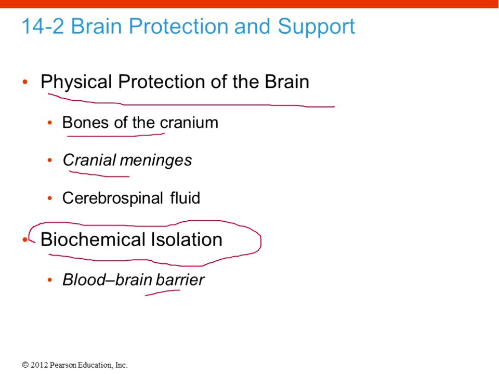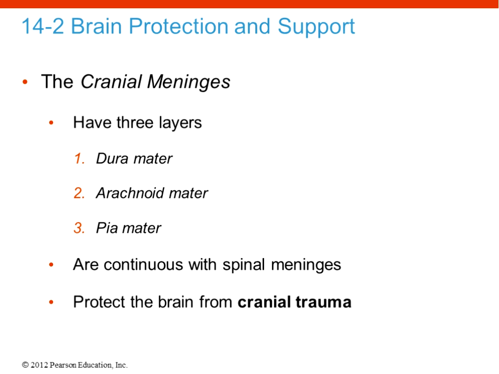And so the first thing, of course, is the bones of the cranium, and I think that sort of goes without saying, right? Your skull is this nice hard structure that's going to provide an outer layer of protection to the delicate nervous tissue beneath. After that, you also have what we call the cranial meninges, same thing we saw at the spinal meninges. It's just extended up into the brain. So same thing, it has those same three layers: dura, arachnoid, and pia mater.